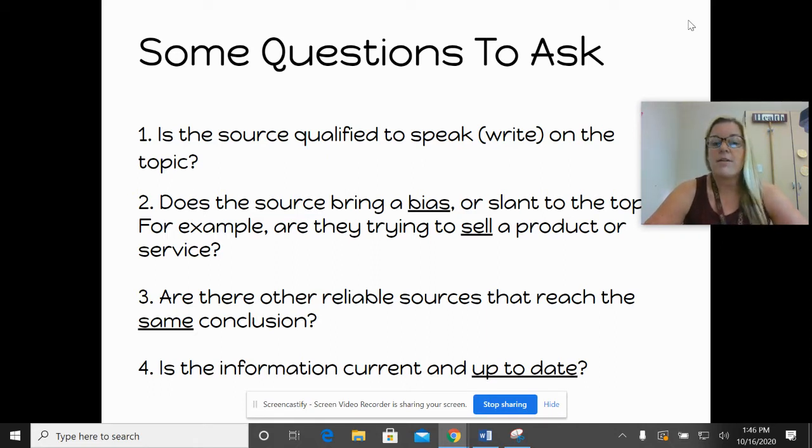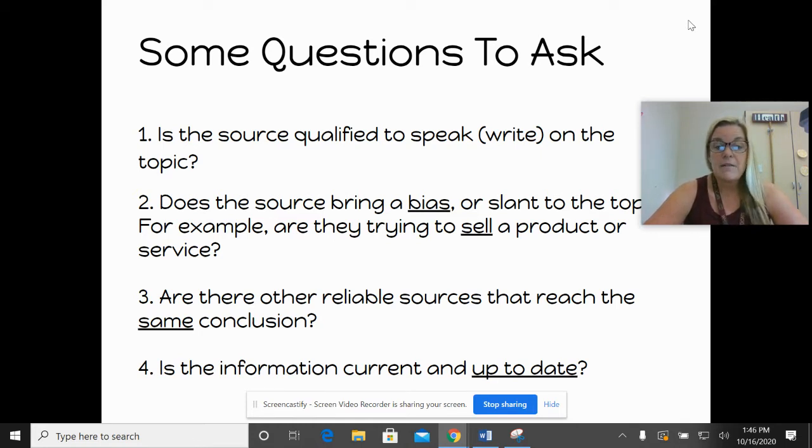Third, are there other reliable sources that reach the same conclusion? So if you're researching information online, that seems like the easiest way nowadays. If you're looking up some information, are you getting the same information from several different sources? If so, that's a good thing.